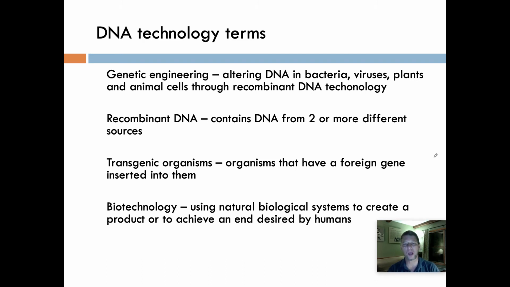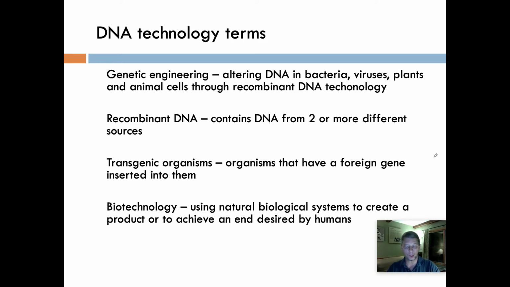In reality, all genetic engineering is the alteration of DNA in bacteria or viruses or plants or animals, through what we call recombinant DNA technology. What this means is that we now have a DNA molecule, a gene, or even a chromosome that contains DNA from two or more different sources. I'll get into each of these in a little more detail later on.